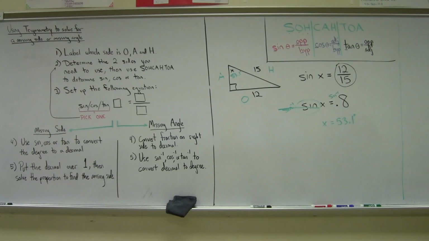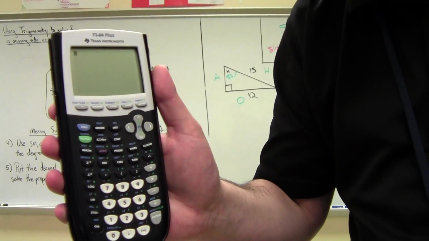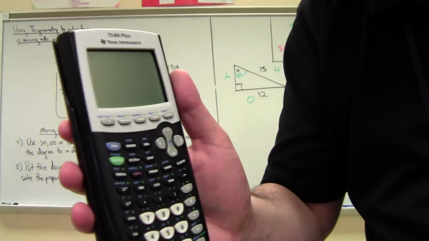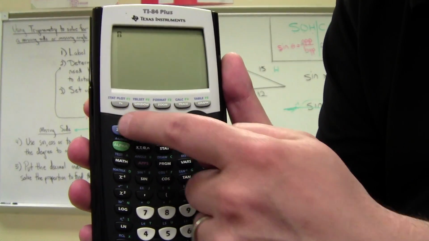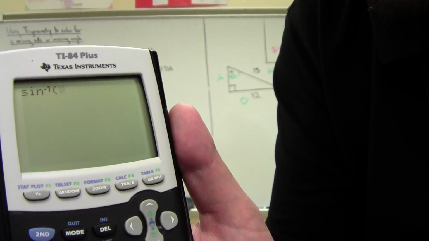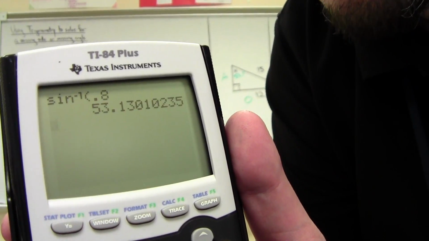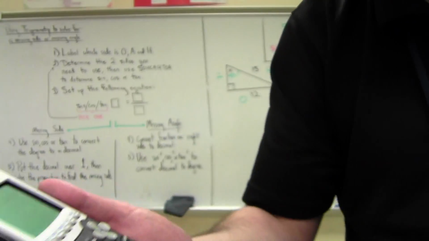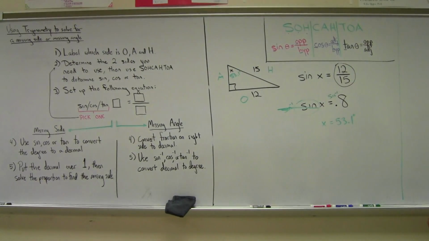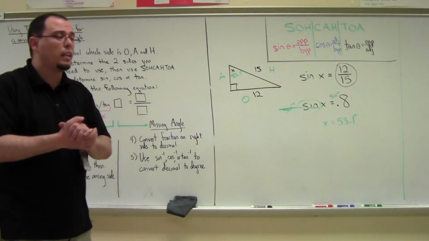The final type of calculator that you may have is the graphing calculator. Here's an example of a TI-84. Same idea as the last one. You're just going to hit second and then sine, and you'll notice again, inverse of sine. Now you're going to type in 0.8 and hit enter. You're going to get the same degree no matter which calculator you use. So if you get a little stuck using your calculator, those are the methods you could use. It's most likely going to be one of those calculators.